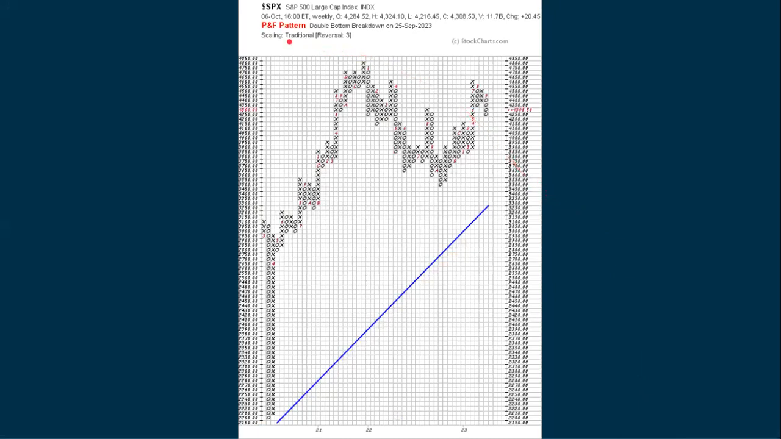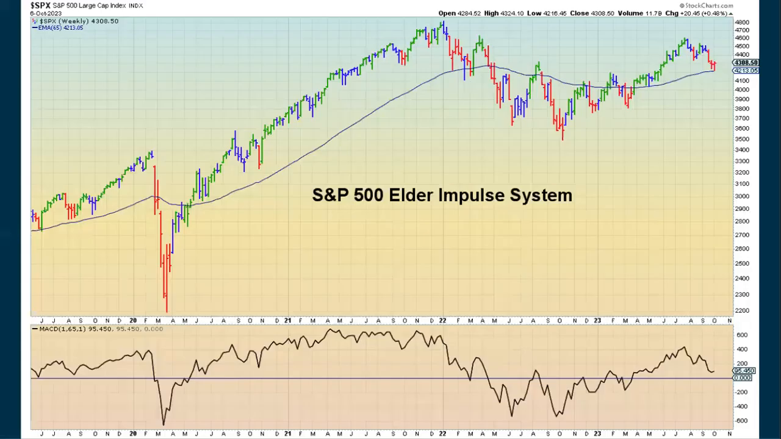We had a signal that was triggered on September 25th of a double bottom breakdown, and we're seeing that same chart pattern and signal being drawn on the daily point and figure chart. Looking at our trading systems, we're still negative when we look at the Elder Impulse system for the S&P.